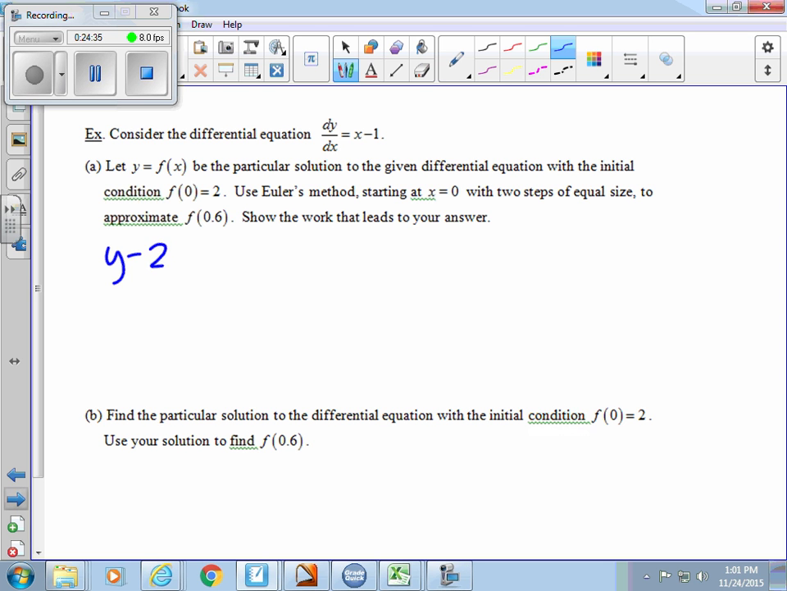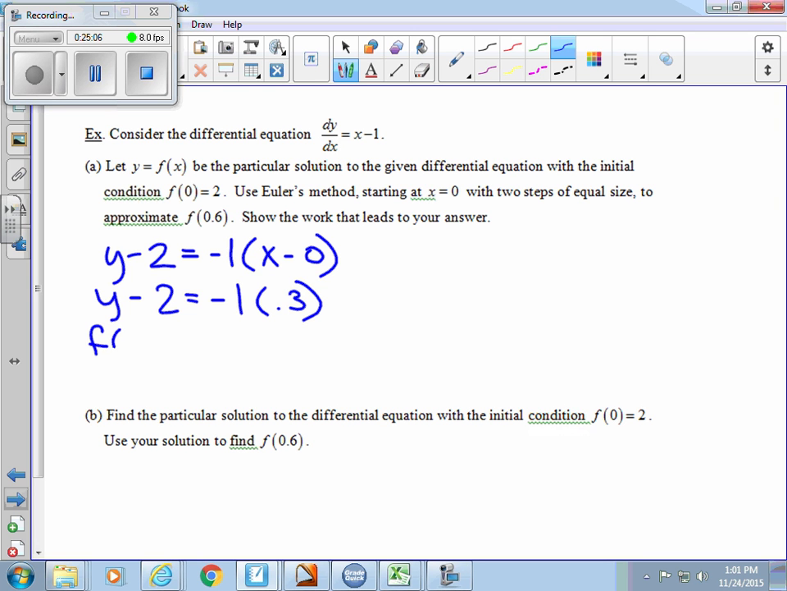y minus 2 equals negative 1 times x minus 0. That is my first tangent line. Agree? What am I going to plug into that tangent line? Negative 0.3. 1.7.